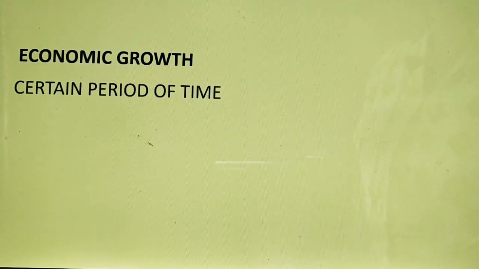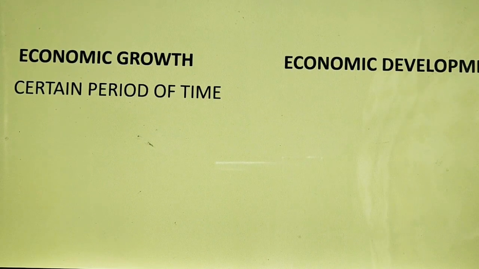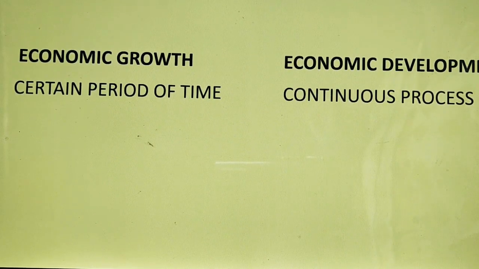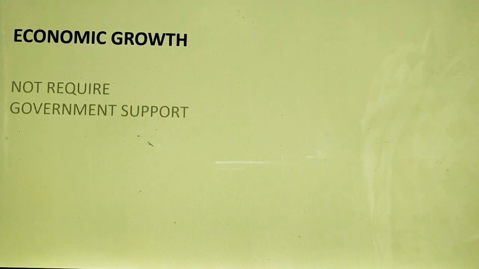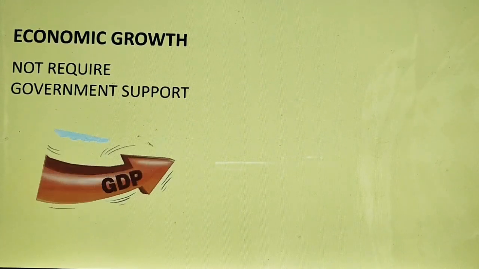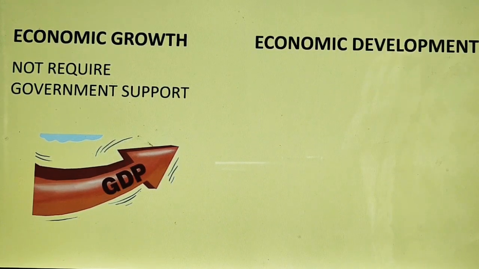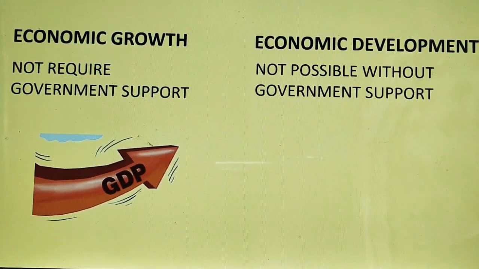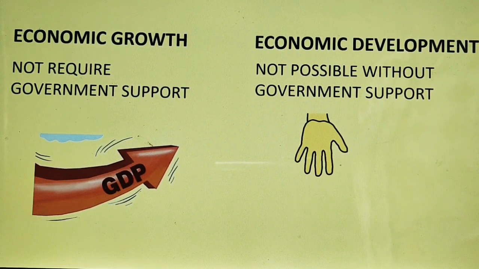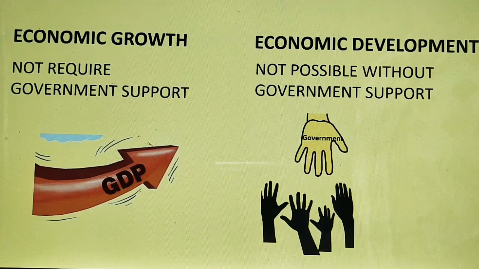Economic growth occurs in a certain period of time, as opposed to economic development, which is a continuous process. Economic growth is an automatic process, so it may not require government support or intervention, while economic development is highly dependent on government intervention, as it includes widespread policy changes. So without government intervention it is not possible.